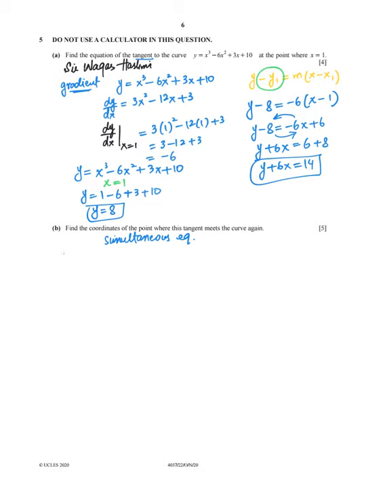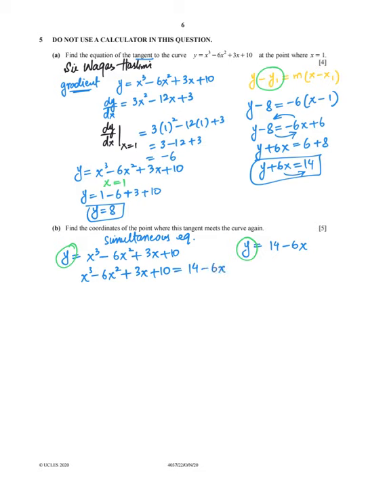The first equation we have is y equals x cubed minus 6x squared plus 3x plus 10, and the equation of the tangent we found is y equals 14 minus 6x. If I shift 6x to the right side, it will be 14 minus 6x, right? On both sides of the equation we have y, so now I can equate these two equations. So that will be x cubed minus 6x squared plus 3x plus 10 equals 14 minus 6x.